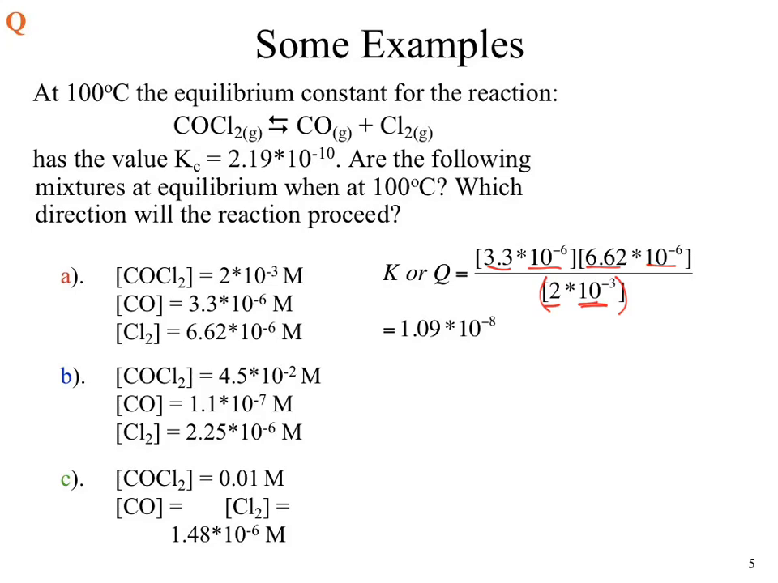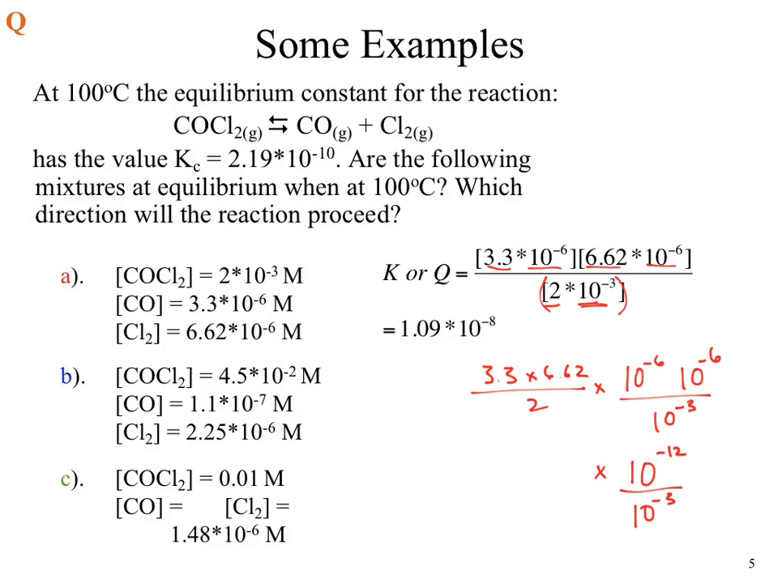Another thing I would do here, to make sure we don't have a big calculator mistake, and this is typically what I do with all of these, is pull this equation apart into 3.3 times 6.62 divided by 2, times 10 to the minus 6 times 10 to the minus 6 over 10 to the minus 3. Why do I end up doing this? What's 10 to the minus 6 times 10 to the minus 6? That's 10 to the minus 6 plus minus 6, which gives us minus 12. So it's a mathematical equivalency, divided by 10 to the minus 3.